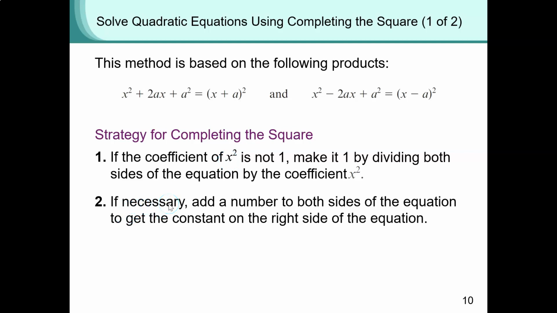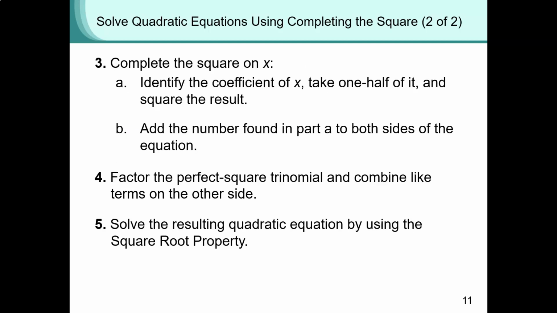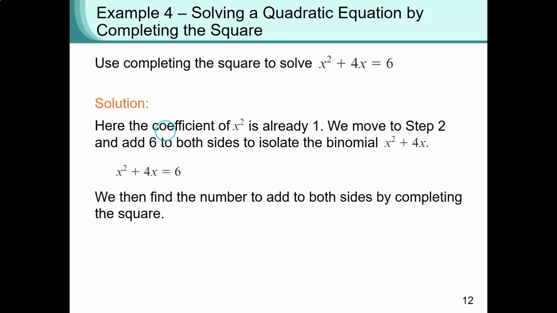If necessary, you add a number to both sides of the equation to get the constant on the right side of the equation. Let's look at the example. Okay, let's do this one, using completing the square to solve this equation.